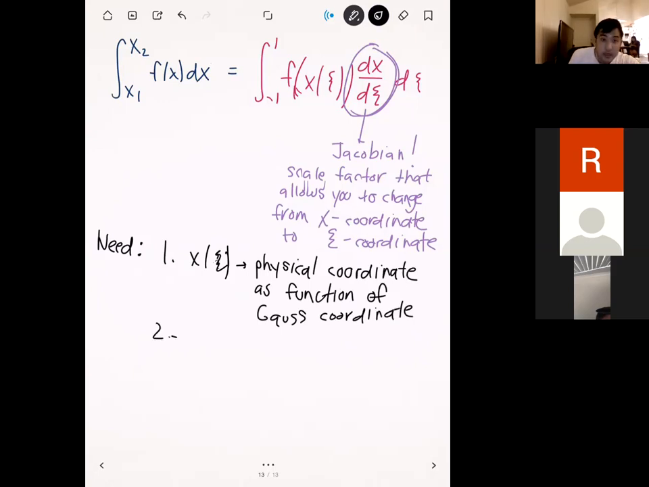And the next thing that we need is our Jacobian. So we need dx d zeta, and this is our Jacobian. Luckily, these two are very closely linked, so once we find one, we can find the other one pretty easily. Any questions on this?